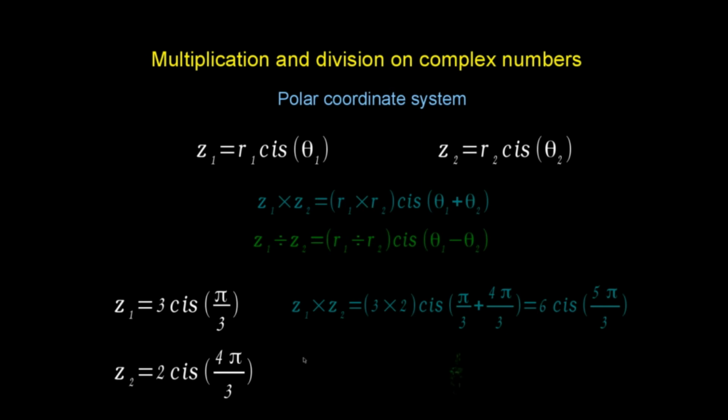Regarding the division, we'll have z1 divided by z2 equal to 3 divided by 2, the division of the modules of the complexes, cis π/3 minus 4π/3, the difference between the arguments. And we'll have this result, 3/2 cis minus π.